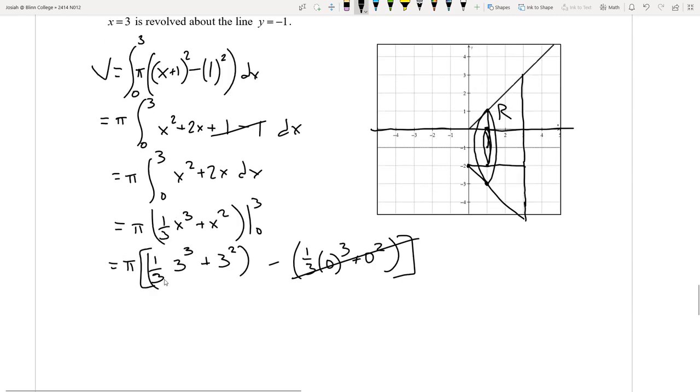1/3 times 3 cubed just turns this into 3 squared. So we've got 3 squared plus 3 squared. So we got 9 plus 9. And so we get 18 pi cubic units.